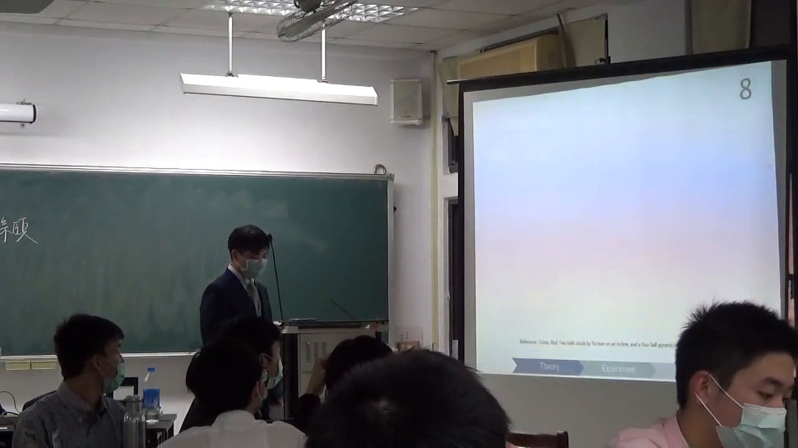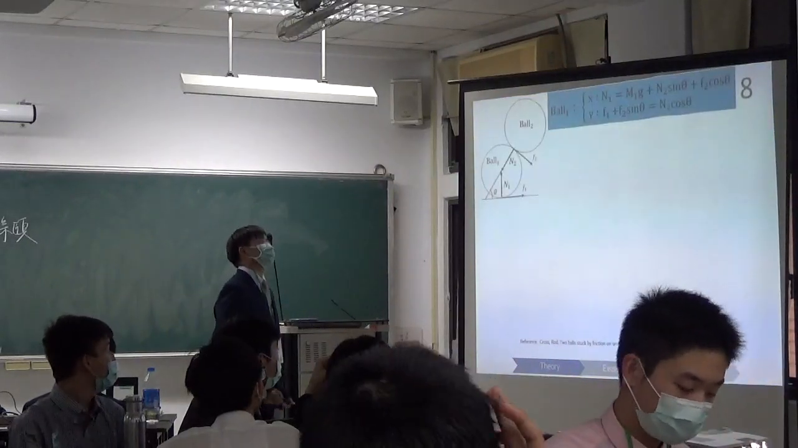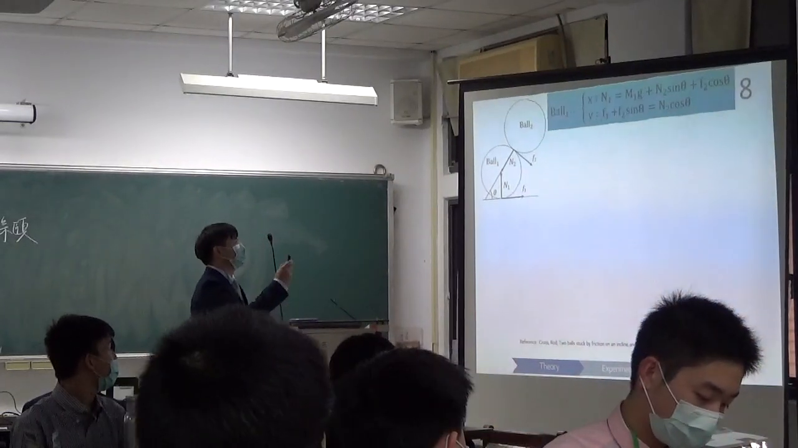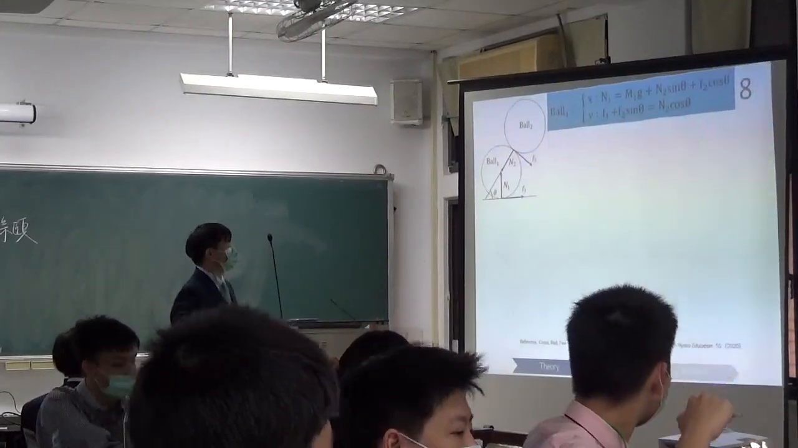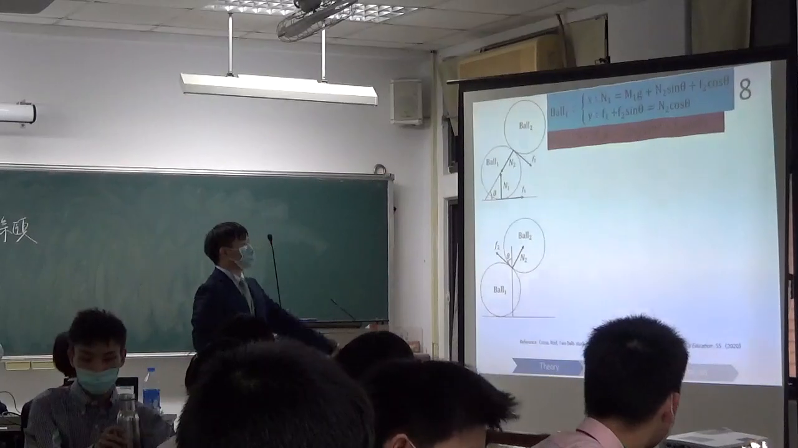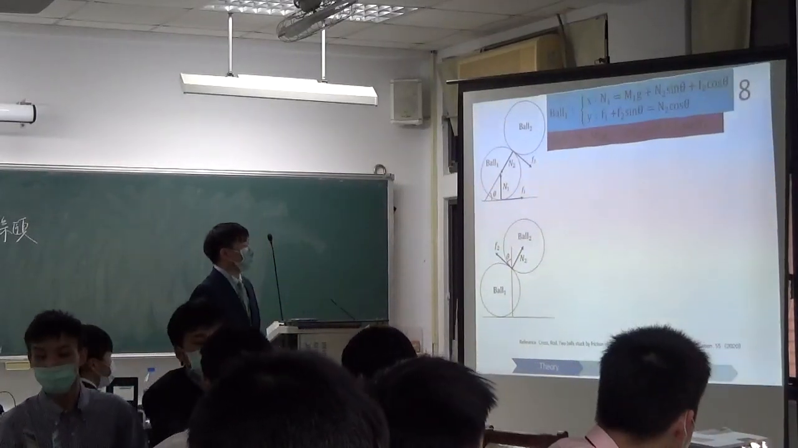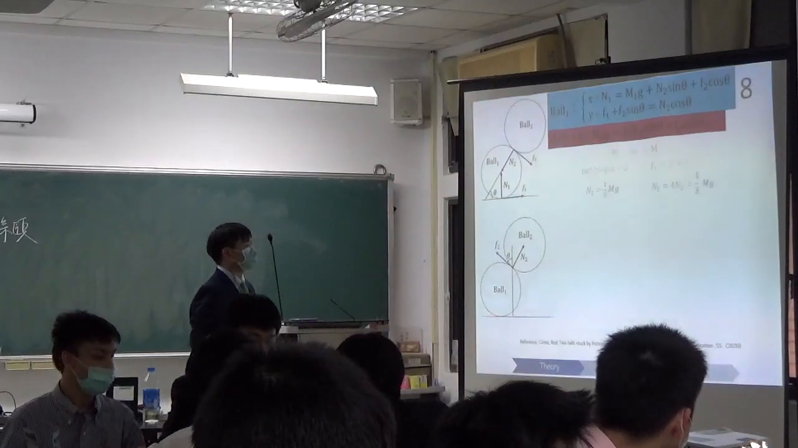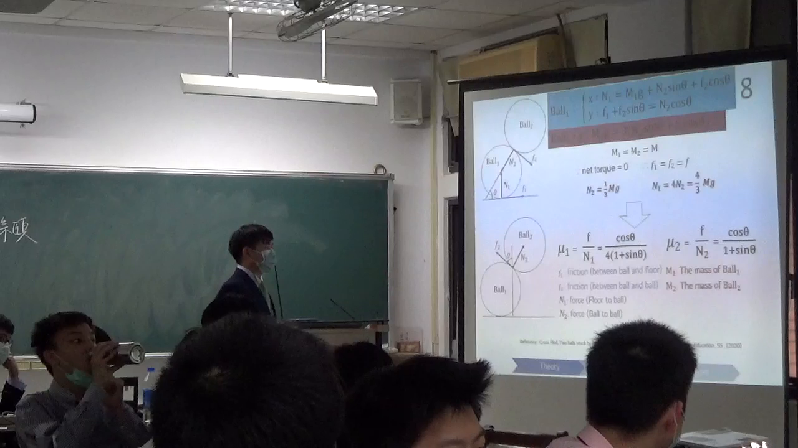So first, I want to introduce the equation about this type of tower. First, I will discuss the ball 1, and ball 1 is this. And the next part is the ball 2. So we could gauge these three equations. So according to these 3 equations, we could gauge the formula of the mu1 and mu2.